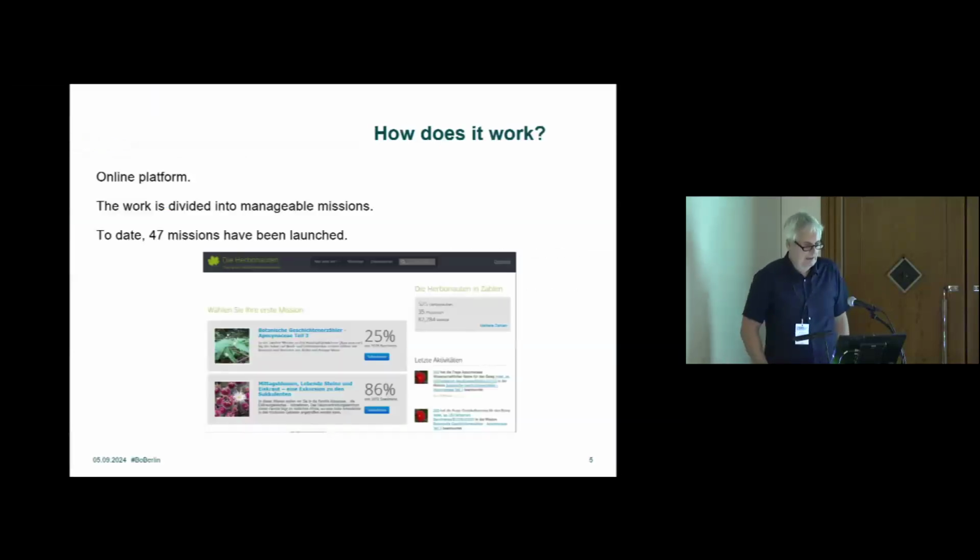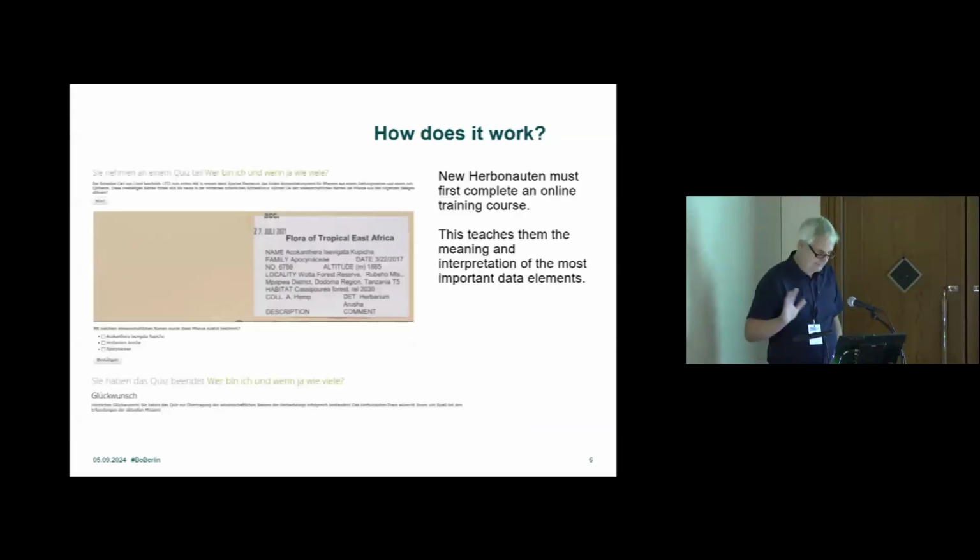So how do the Herbonauten work? It's of course an online platform. You can see a screenshot here of the platform. We create packages which we call missions, bundling usually between, let's say, 5,000 and 50,000 maximum specimens, which are then linked to some kind of scientific story to keep the citizen scientists interested and motivated. And to date we have 47 missions launched, most of them completed, of course.